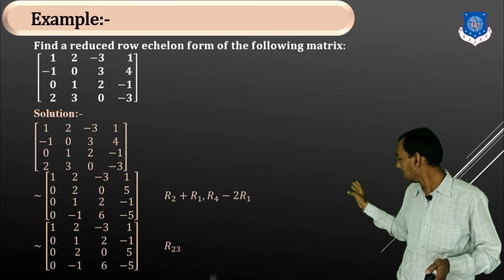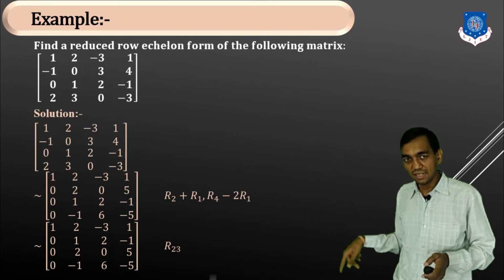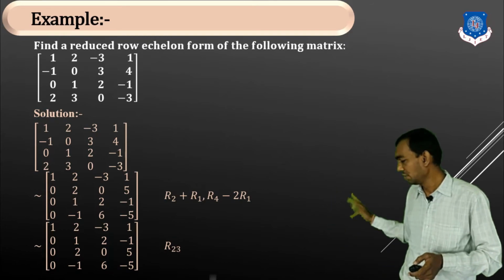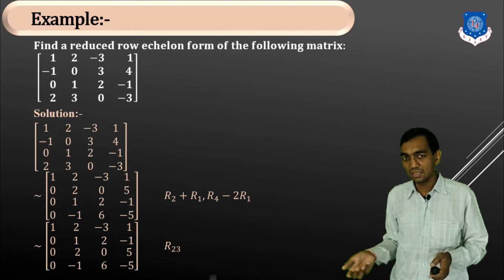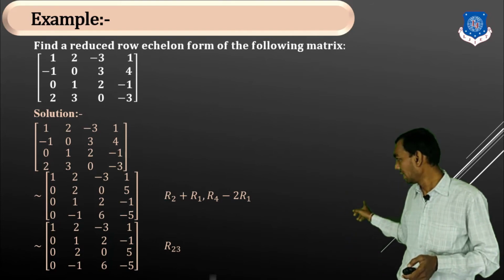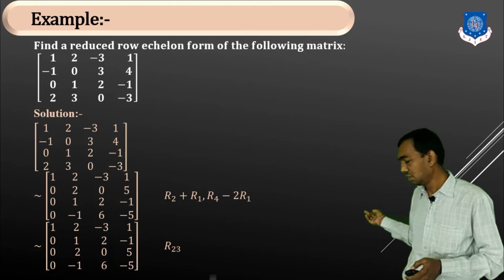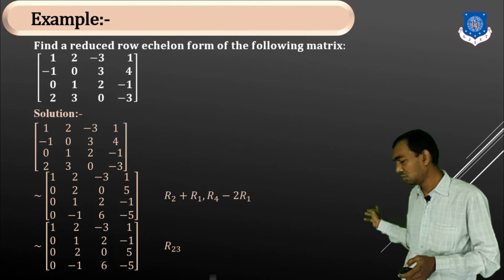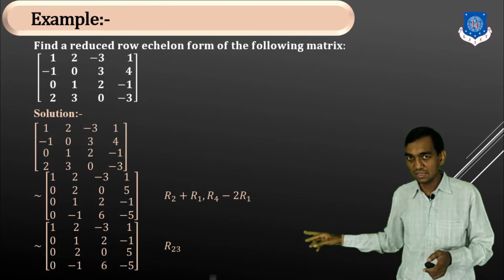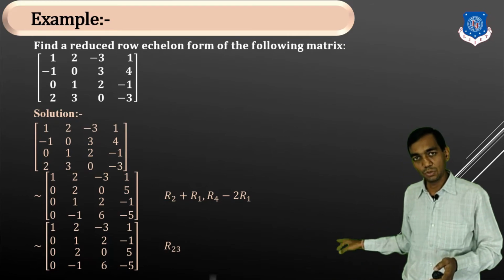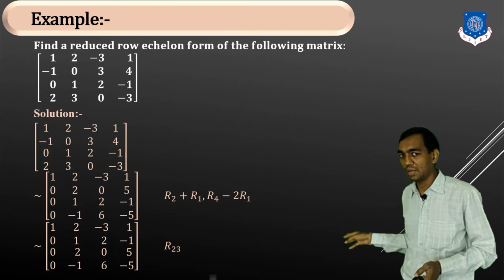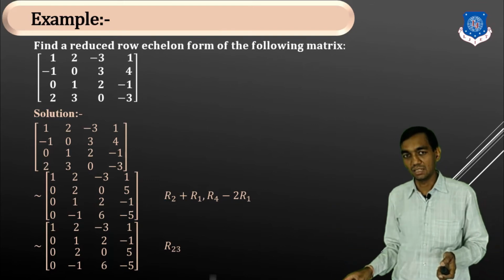In the same manner, now interchanging the second and third rows, because the third row has a leading element 1. So interchanging it, that will give you 1, 2, minus 3, 1. Then the second row will be 0, 1, 2, minus 1. The third row will be 0, 2, 0, 5. And the fourth row will be 0, minus 1, 6, minus 5.